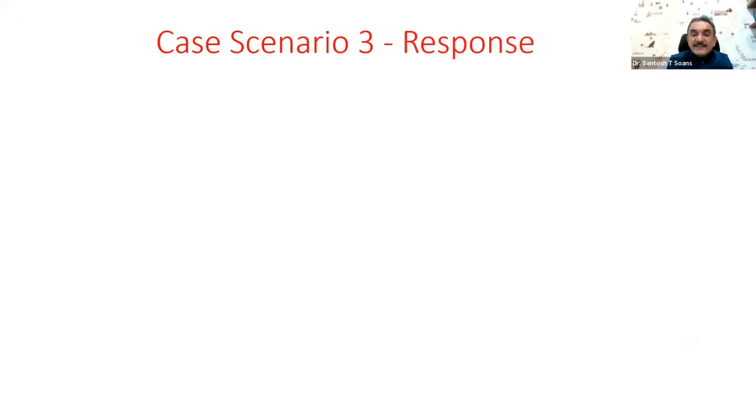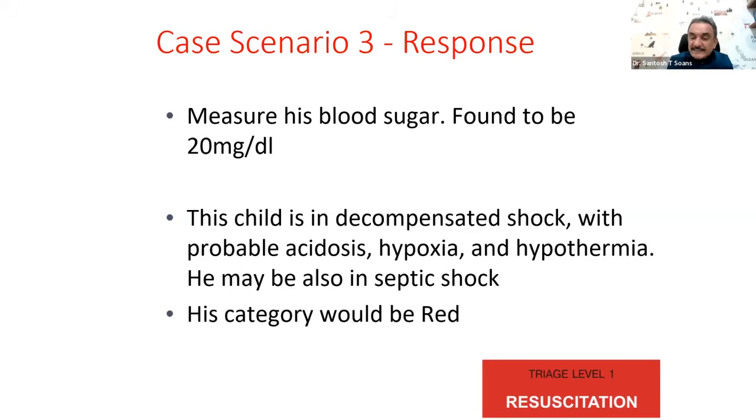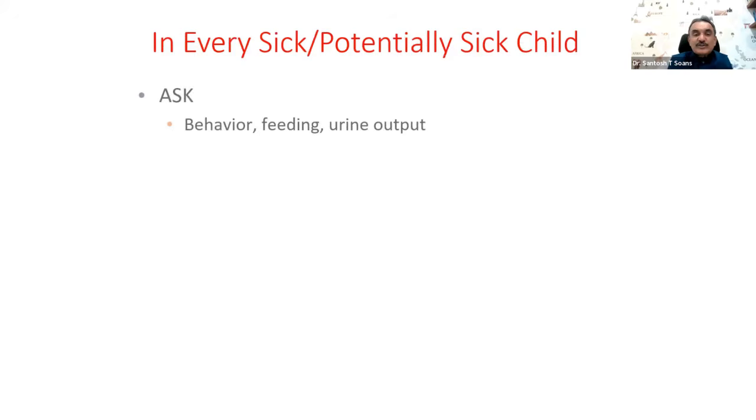So how do we categorize? This is the child who needs blood sugar to be done. It is only 20 milligram. He is in decompensated shock. That is, whatever compensatory mechanism of the body has failed, he has gone into decompensation. The tachypnea may be because of the acidosis, hypoxia and hypothermia. So his category will be red. See, red. This needs immediate intubation, giving him fluid, inotropes and all those drugs need to be given.